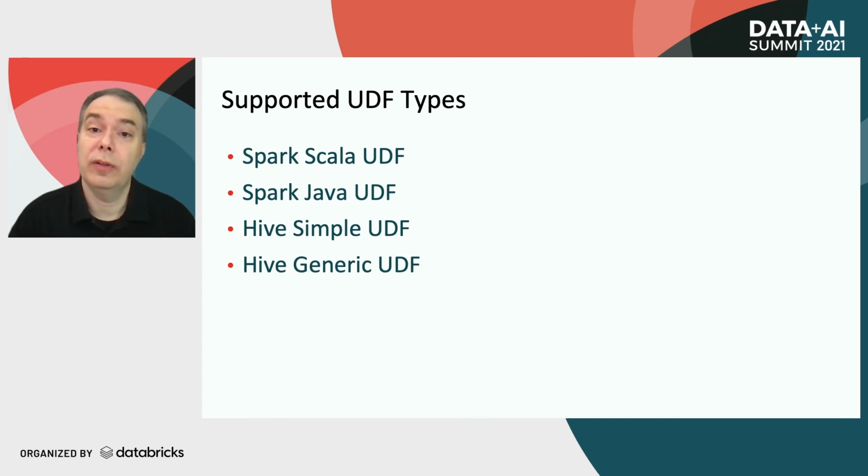This technology is currently supported for the following UDF types. We have Spark Scala UDFs, Java UDFs, Hive Simple, and Hive Generic. Essentially, the UDFs where you can translate a row of inputs to a row of an output for the CPU version. In the GPU version, some number of columns of inputs become a column of output. Row counts are the same.